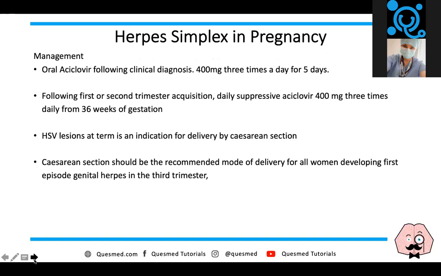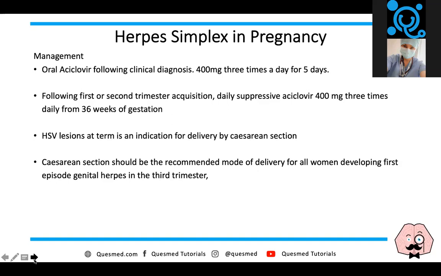Management of herpes in pregnancy is with oral acyclovir following clinical diagnosis, and the dose is 400 milligrams 3 times per day, and that is usually continued for 5 days. If it's contracted in the first or second trimester, we'll normally advise a daily suppressive therapy from 36 weeks gestation. And the whole point of that is to try and reduce the chance of her having another flare later on in pregnancy and passing it on to the baby.